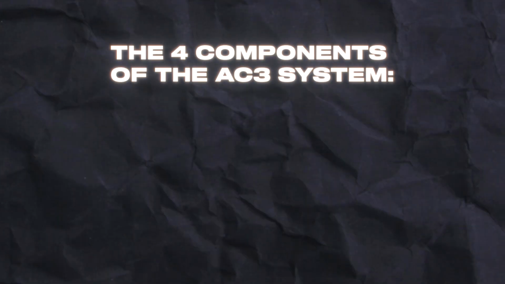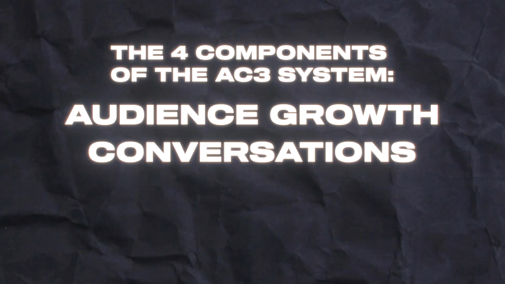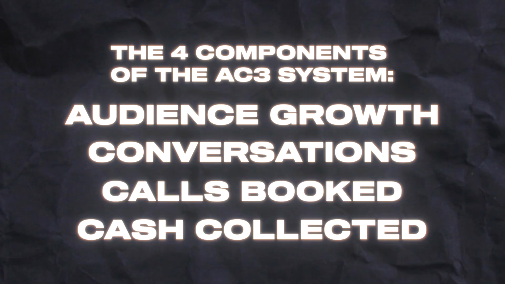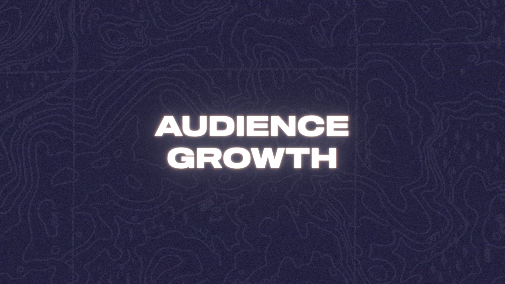Let's get into it. There are four components of the AC3 system: audience growth, conversations, calls booked, cash collected. These four things are pivotal in growing your online coaching business, and they actually fall in sequence. It all starts with audience growth. Then as your audience grows, you have the conversations, then you get the calls booked, and then you get the cash collected. We're going to work through every single one of them and give some examples of how you can activate them. So number one is audience growth.